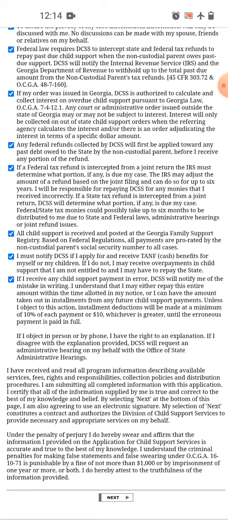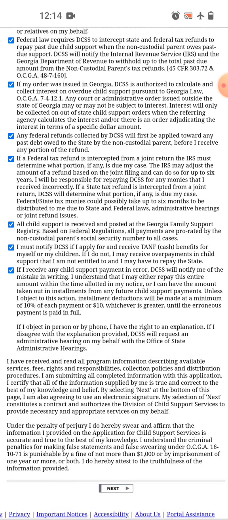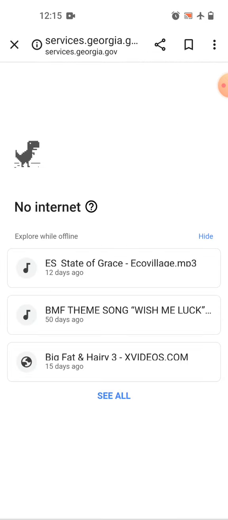Okay, I understand the criminal penalties for making false statements and false swearing under Georgia law 16-10-71 is punishable by a fine of not more than $1,000, or by imprisonment of 1 year or more, or both. I do hereby attest to the truthfulness of the information provided. Okay, so that was an affidavit right there.